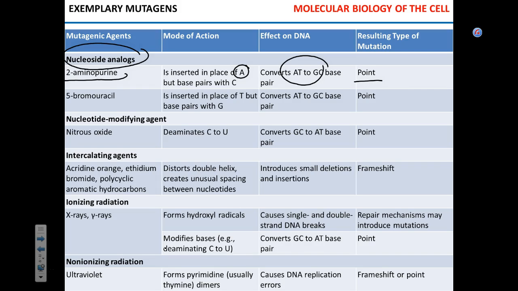What you need to know: nucleoside analogs cause point mutations. No examples, no mechanism for this. Am I clear?